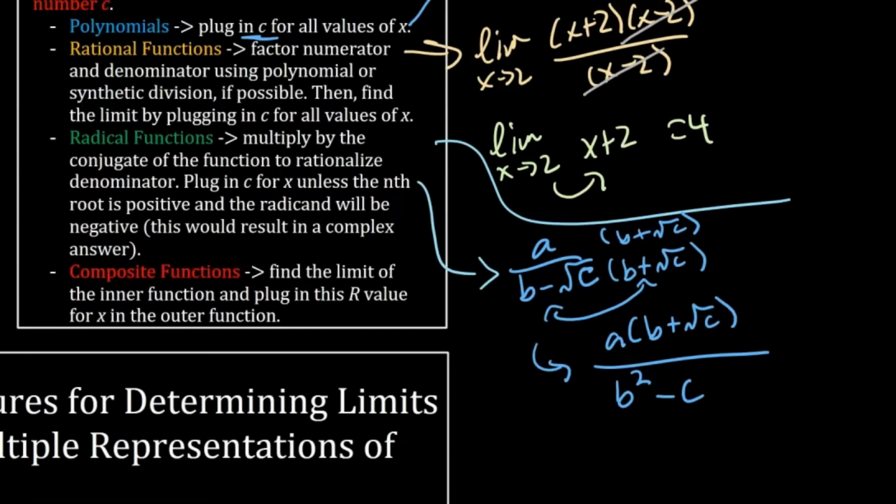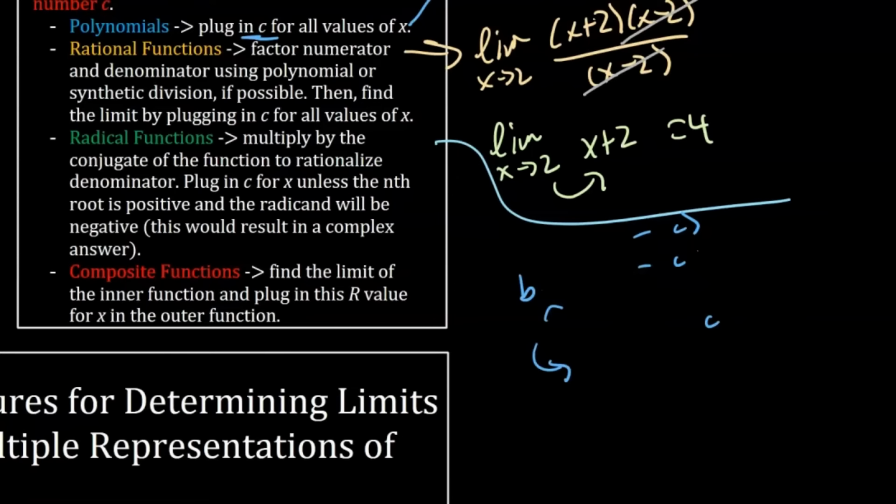Then once you do that, you just plug in whatever c value you get, unless the nth root is positive and the radicand would be negative, because if we took the square root of something like -2, this is going to result in a complex number, which is not what we want. The AP likely will not give you anything complicated like that.